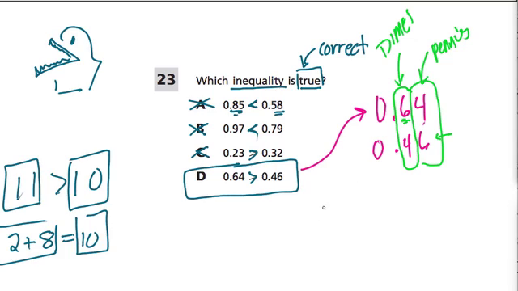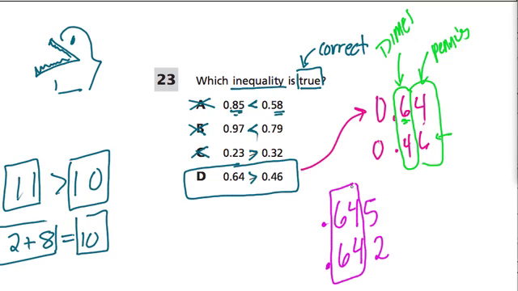Now, just in case you get a different type of problem, if they gave you 0.645 and then something like 0.642, when you compare these two, if they're the same, you work your way to the next decimal. Since this 5 is larger than this 2, this number will be bigger, and you could write the inequality. 0.645 would be bigger than 0.642.